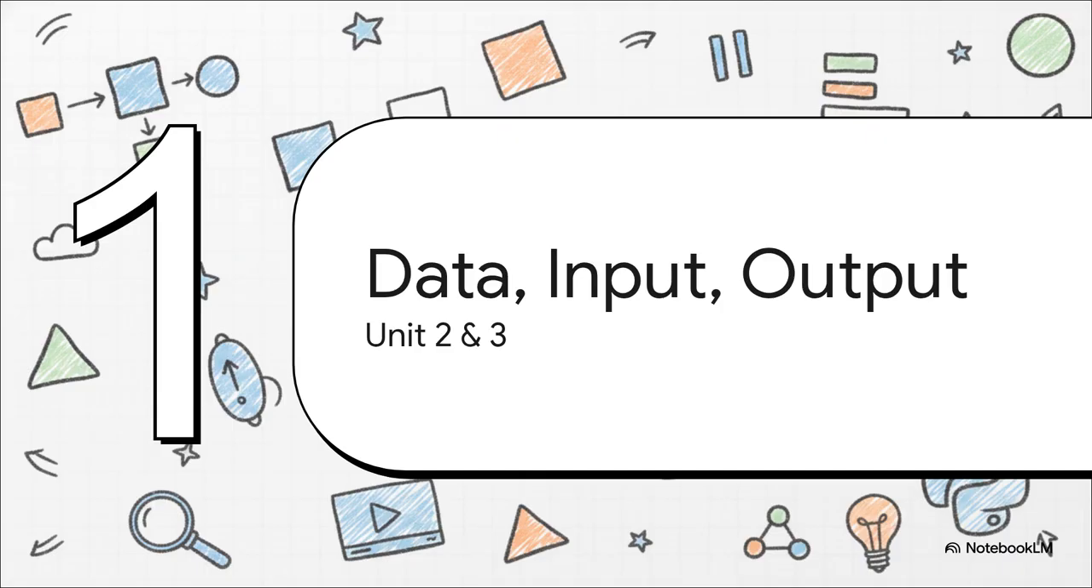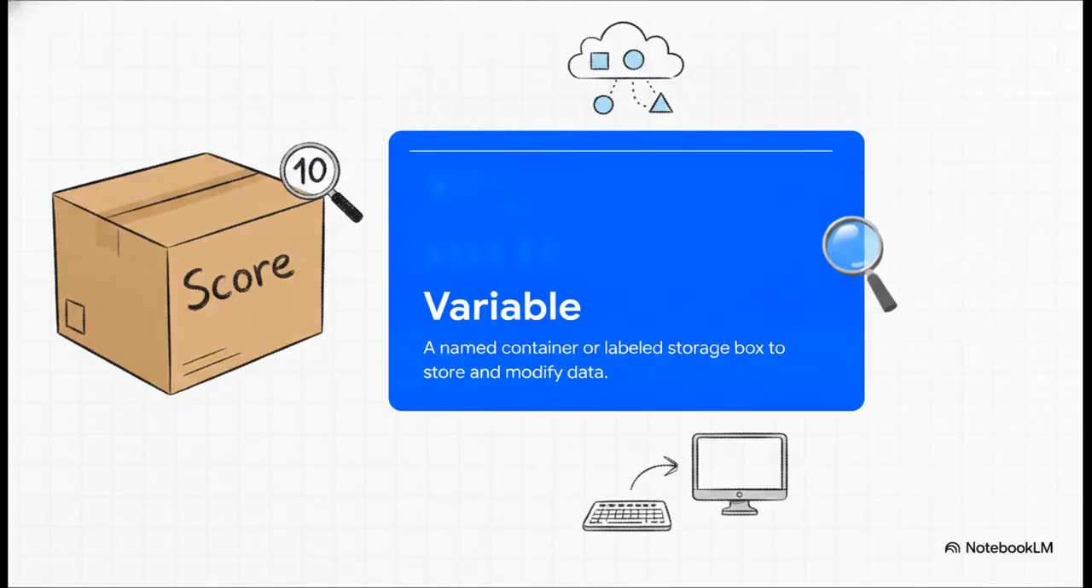Section 2. Data, input, and output. Okay, so if your IDE is your workbench, your data represents your raw materials. And to handle data, you absolutely need to know about variables. A variable is, well, basically a labeled storage box. Imagine you have a physical cardboard box. You write score on the outside with a Sharpie, and you drop the number 10 inside. Whenever you need to check the score, or maybe change it, you just look inside that specific box. It's how we keep your important information safe and easy to grab.